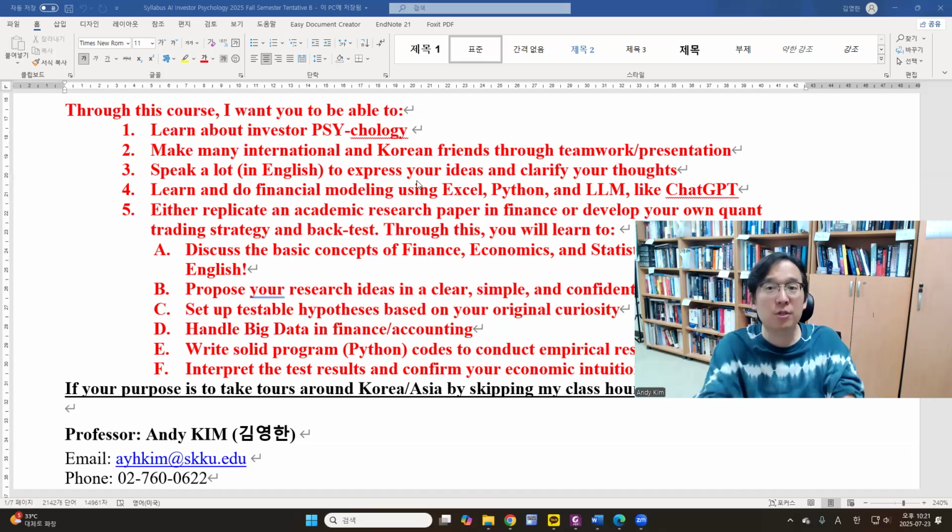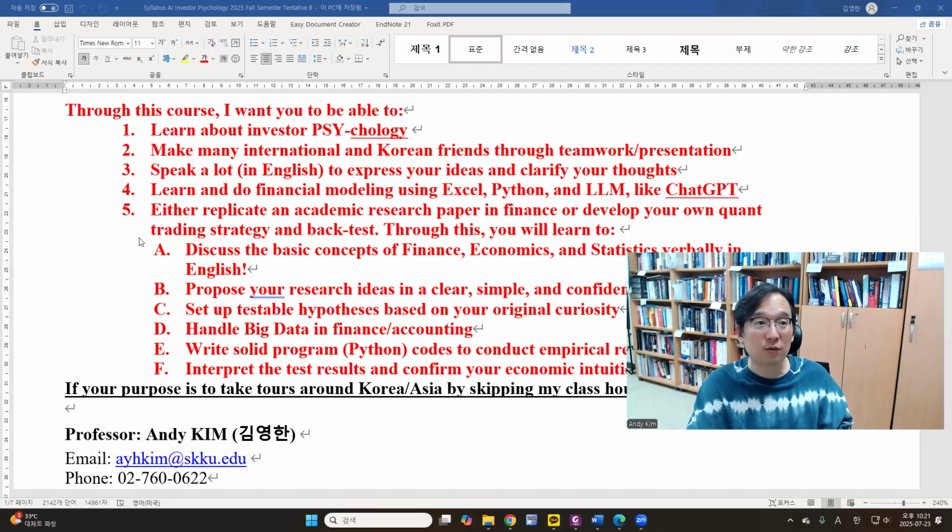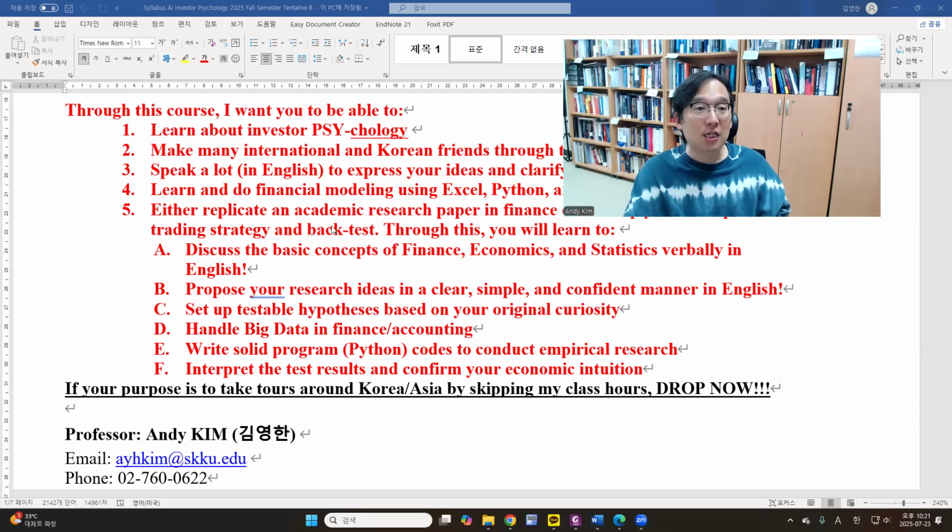And then our sole purpose is to solidify our understanding of investor psychology, finance, and modeling together. So that's the third part. And fourth, I want you to learn and do financial modeling using Excel, Python, LLMs, and GPT, Grok, or whatever LLM you want to use. Okay? It depends on your creativity. And number five, either replicate an academic research paper in finance or develop your own quant trading strategy and backtest it. Through this project, you will learn to discuss.